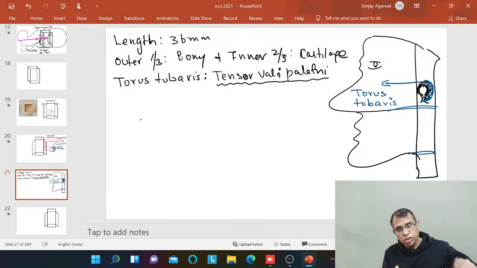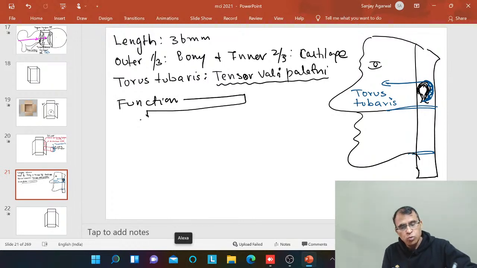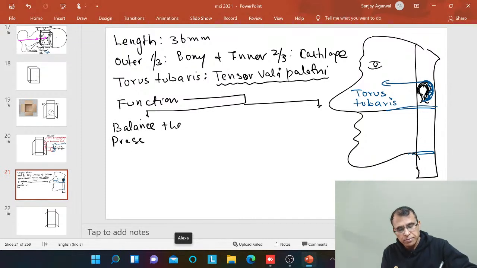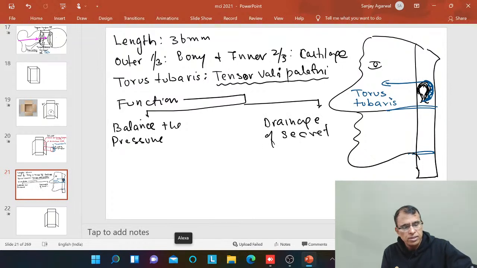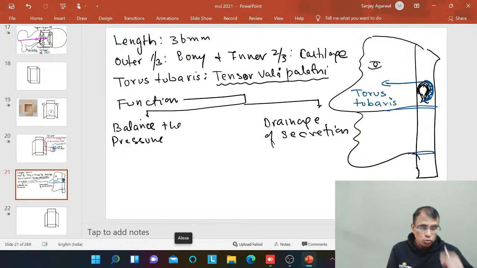But the main thing in the Eustachian tube you have to know is the function. What is the function of the Eustachian tube? The Eustachian tube has two main functions. One is to balance the pressure of the middle ear, and second is drainage of secretions from the middle ear. Most of you know this, right? What is the meaning of these two words? Balance the pressure in the middle ear and drainage of secretion.